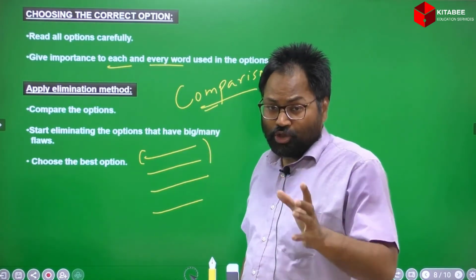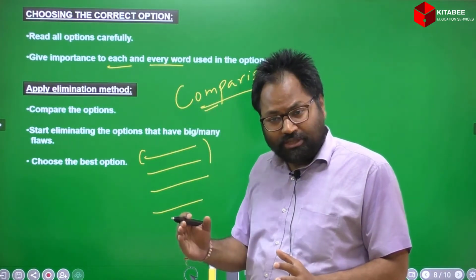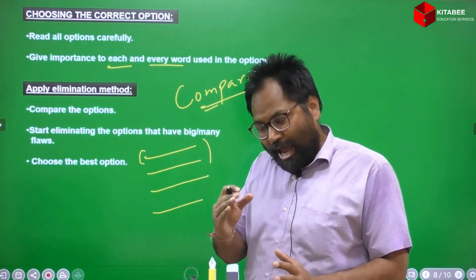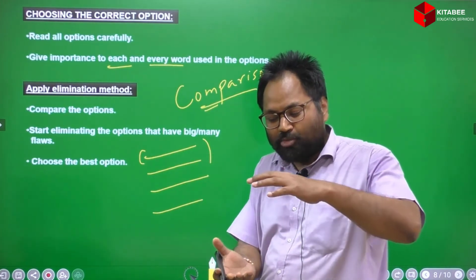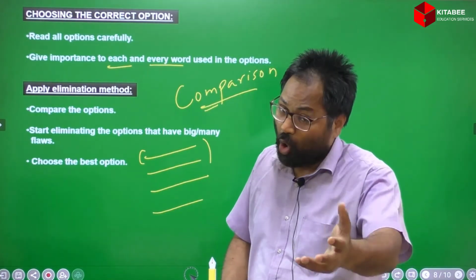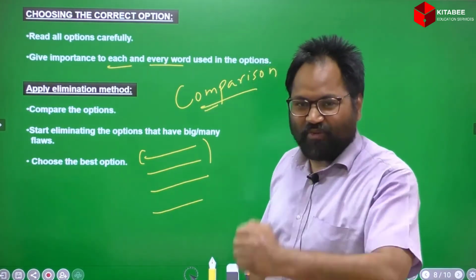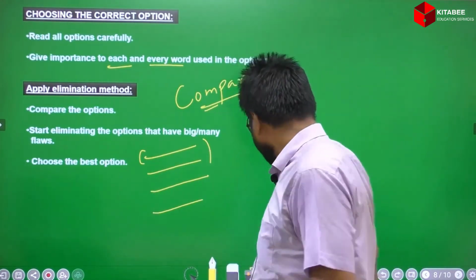That's very important. So, first, yes, read the options, compare the options, eliminate the options that have big flaws, and then come to the options which are very close. Then you have to choose the best option. Okay, let's move ahead. I hope you have understood these points. Let's move ahead.